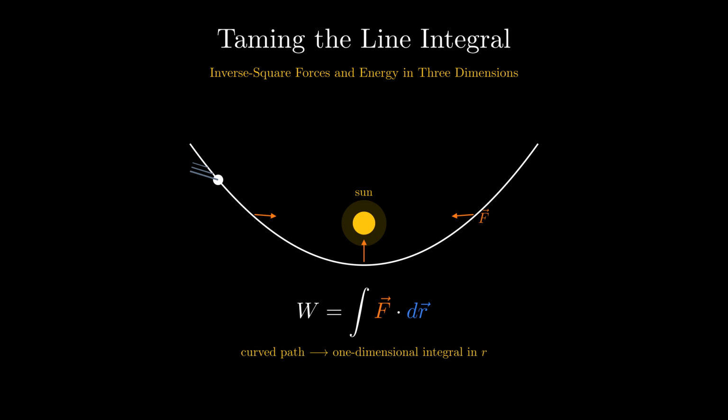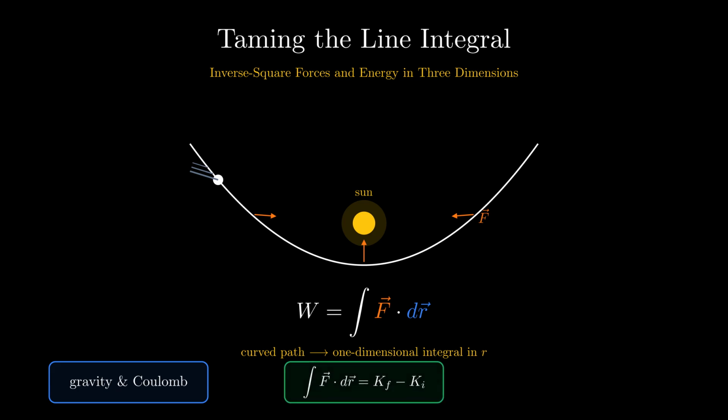In this video, we evaluate that integral for the sun's gravity and for the electric force between two charges. Then add the three coordinate directions together to reach the work-energy theorem in 3 dimensions, and its rate form, power.